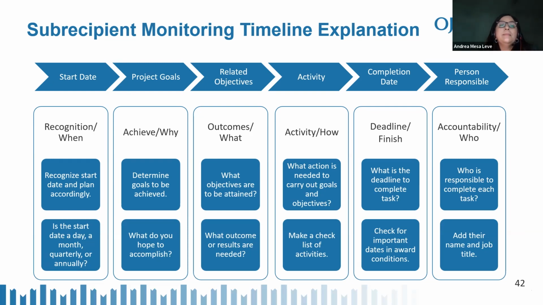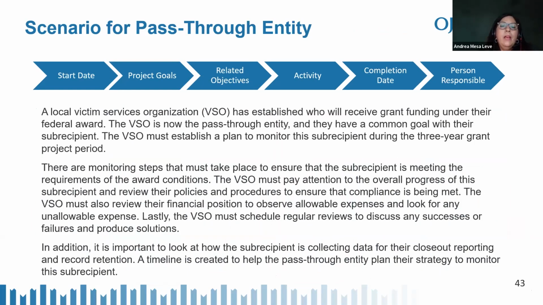Next slide, please. Okay, so here's the scenario that I'm going to read for a pass-through entity. And I want you to think about the specific things that could be monitored and can be added into a timeline. If it helps, write them down. In the scenario, the subrecipient has already been chosen to receive grant funds, and now the pass-through entity is setting up the timeline. Okay.